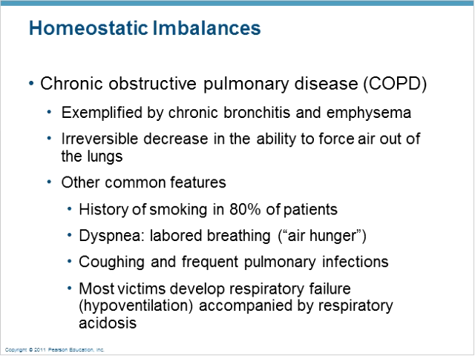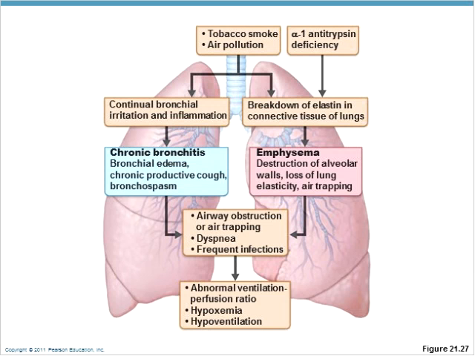COPD is exemplified by chronic bronchitis and emphysema, and that's an irreversible decrease in the ability to force air out of the lungs. Other common features include a history of smoking in 80% of patients, dyspnea, which means you have air hunger, it's hard to breathe, coughing and frequent pulmonary infections, and most victims develop respiratory failure or hypoventilation accompanied by respiratory acidosis because of the accumulation of CO2. This takes you through all those processes. Really a nice look here.